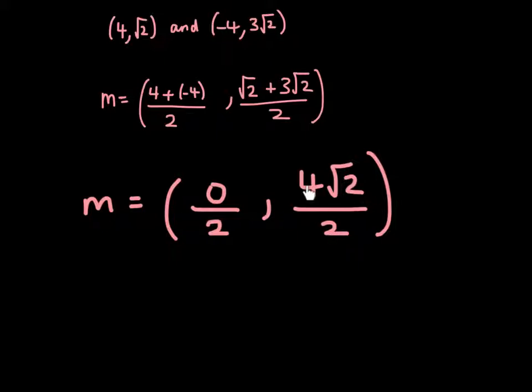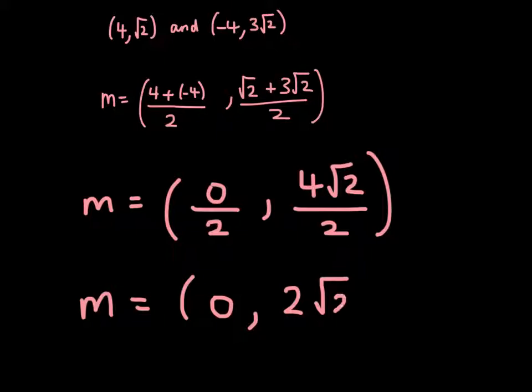We can simplify the 4 and the 2, though. The numerator is a part of the denominator bit. So our midpoint would be 0 and 2 root 2.